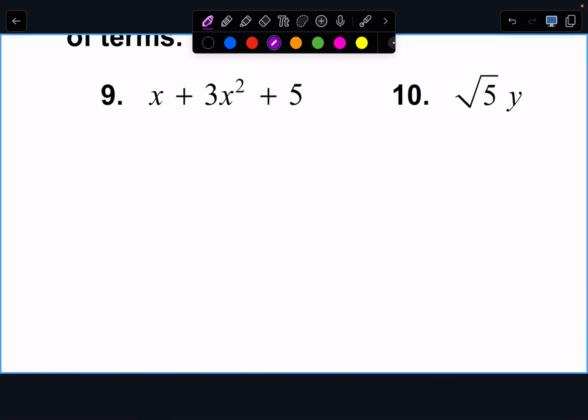Okay. So I told you that when we write a polynomial, we need it to be in descending order with our exponents. So who has the biggest exponent here? Okay, so the 3x squared. Then what are we going to write? Plus x, and then our plus 5.